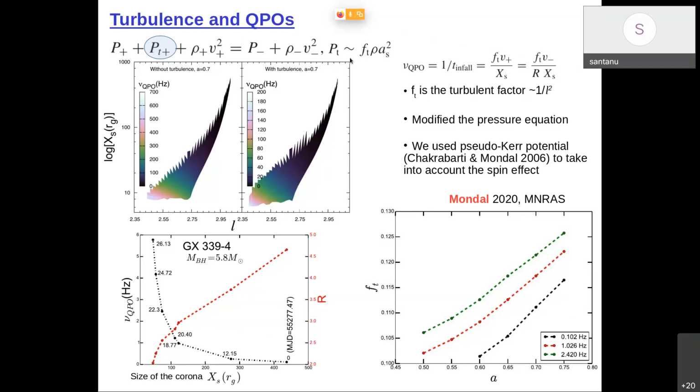We mainly considered this turbulence because of the rotation. Considering this turbulence in the flow equation, we solved our equations and estimated the QPO frequencies, and we found that including turbulence increases the parameter space. That means the possibility of forming a shock increases, but the QPO frequency decreases. So the equation for QPO frequency will change slightly, and this Ft factor will appear here, which is basically the turbulent factor, 1 over angular momentum squared.